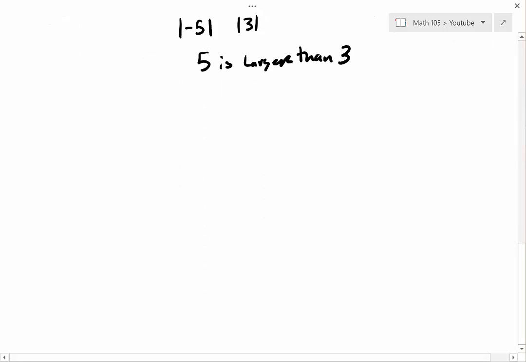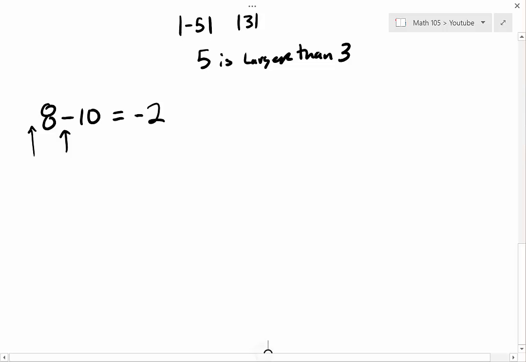Let's move on to another one. Let's say 8 take away 10. The signs are different, right? This is a plus, this is a takeaway. So if the signs are different, you subtract. 10 take away 8 is going to give you what? That's right, 2. And you keep the sign of the larger one. In this case it's going to be negative, because 10 is larger and it has the negative next to it.